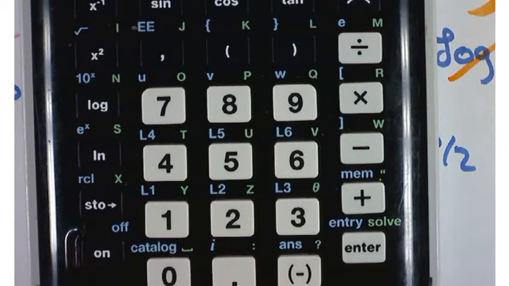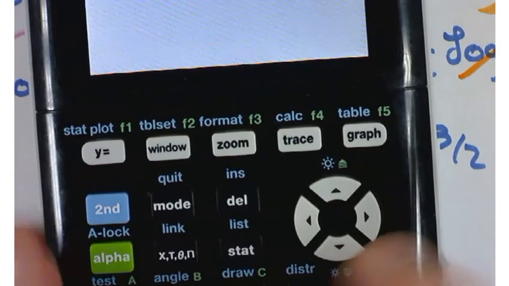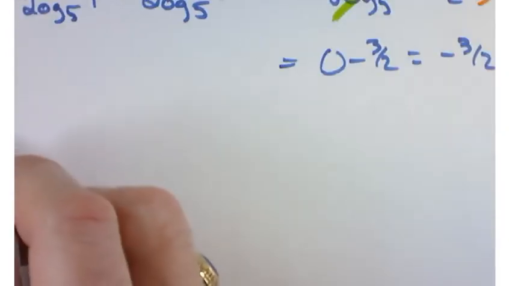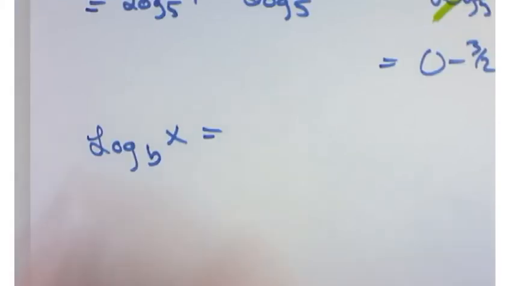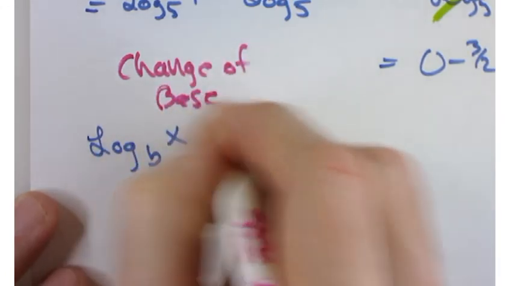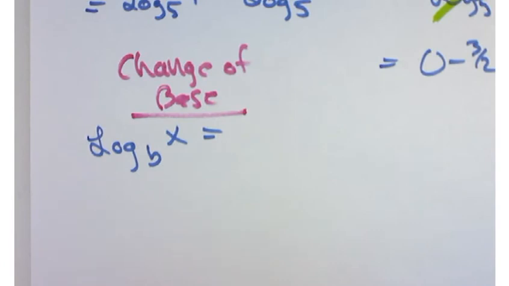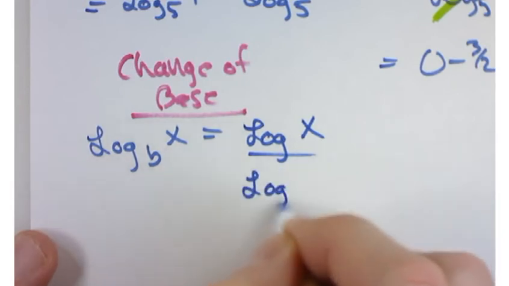But if you're borrowing one of my calculators, it doesn't work on the 83, sorry. But if you're borrowing one of my calculators, then you can calculate log to any base without using the formula. Now the formula, log base b of x, this is your change of base formula. Change of base. So log base b of x is the log of x over the log of b.